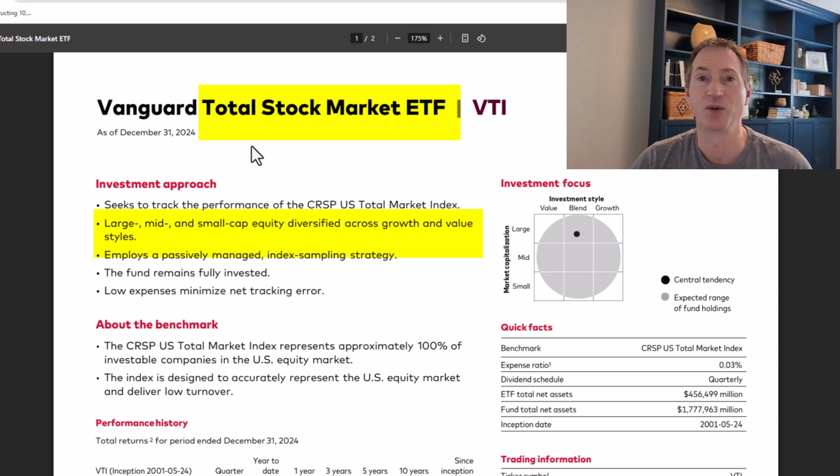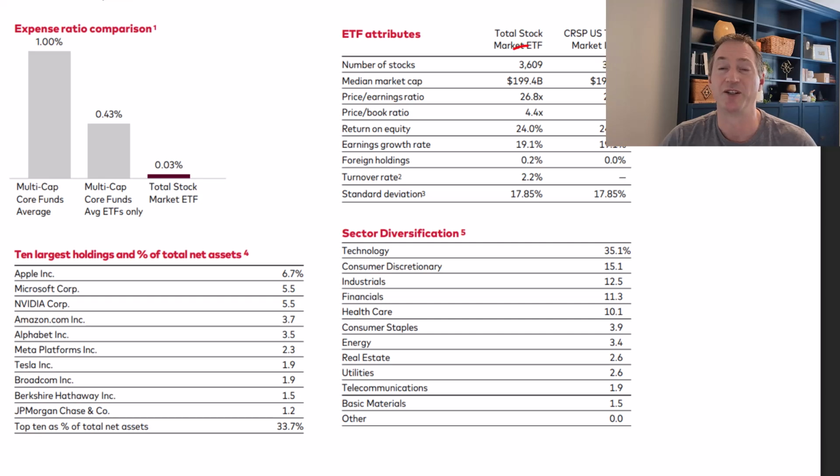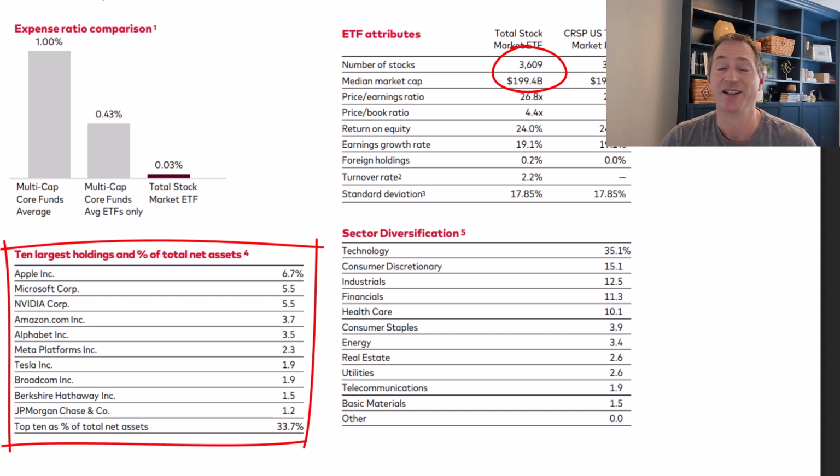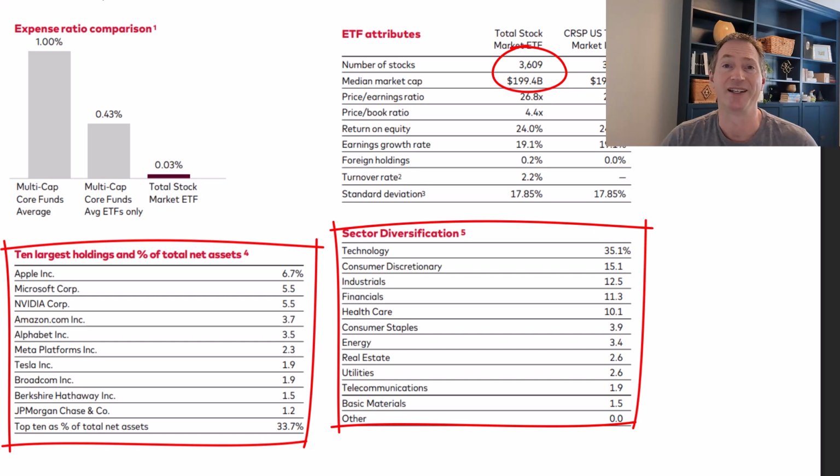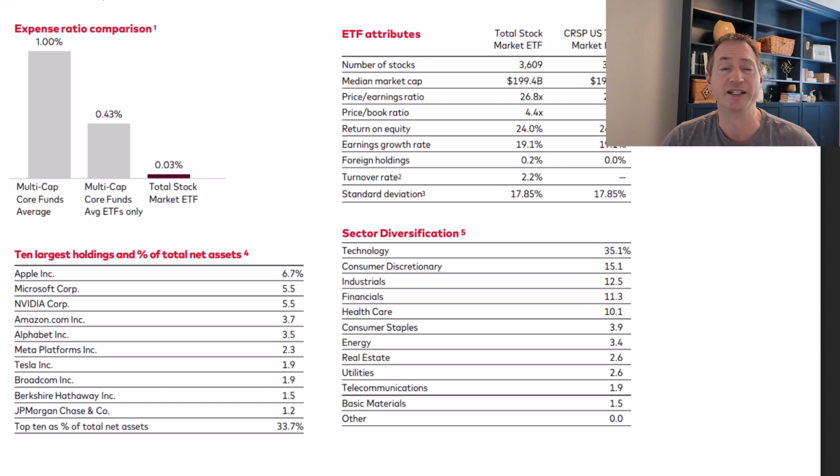You can see here how low the MER is, 0.03%. Basically, it's almost free. You can see on page 2 here that there's more than 3,600 companies in this ETF. You can see the top 10 holdings there. Again, it's all names that you're familiar with: Apple, Microsoft, Nvidia, Amazon, Alphabet, which is Google's parent company, Meta, which is Facebook's parent company. I mean, you name a company and it'll likely be in this ETF. You can see the sector diversification here. Again, high in the technology right now. That's the American index right now. So this is a wonderful ETF for us to own.